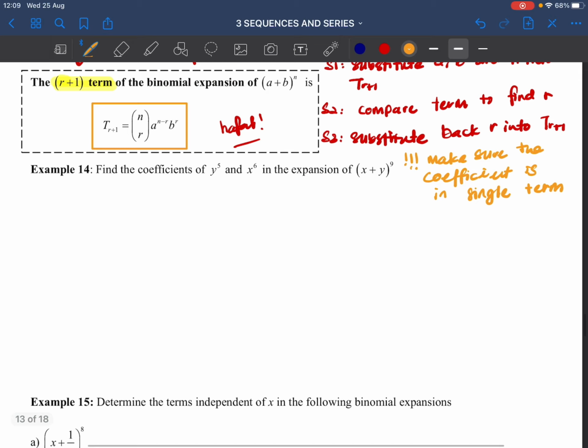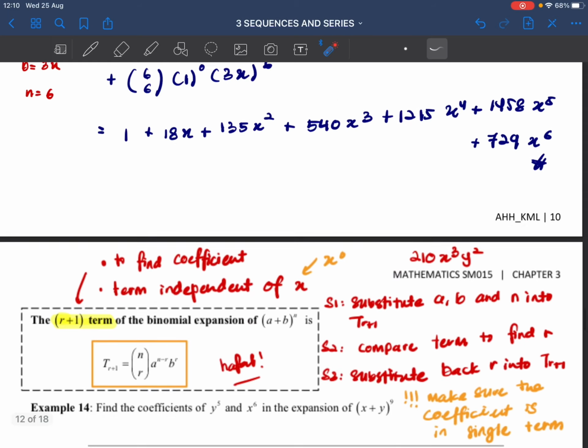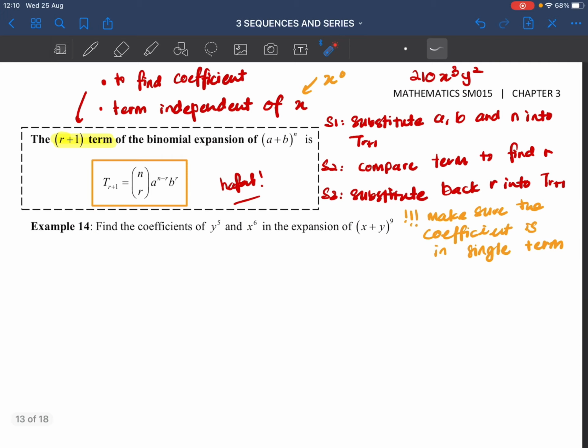Okay, let's see example 14. Find the coefficient of y5 and x6. So we know that the question like straight away find the coefficient. So we don't need to expand this. As you can see here, (x plus y) to the power of 9. Panjang sangat untuk kita gunakan formula ni. You can use this formula but it's too long. It is a waste of time. So we just use Tr+1 formula.